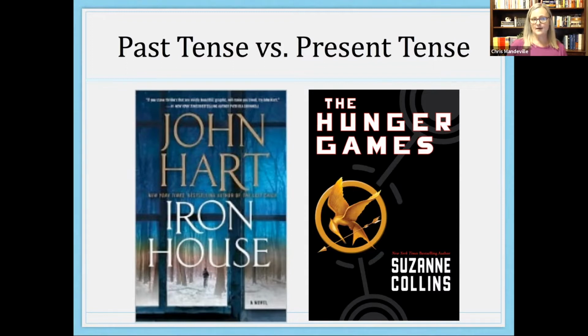So in an example by John Hart, one of my very favorite authors, this book is called Iron House. It happens to be my favorite book by one of my favorite authors. I'm going to read you the opening so you can hear past tense.